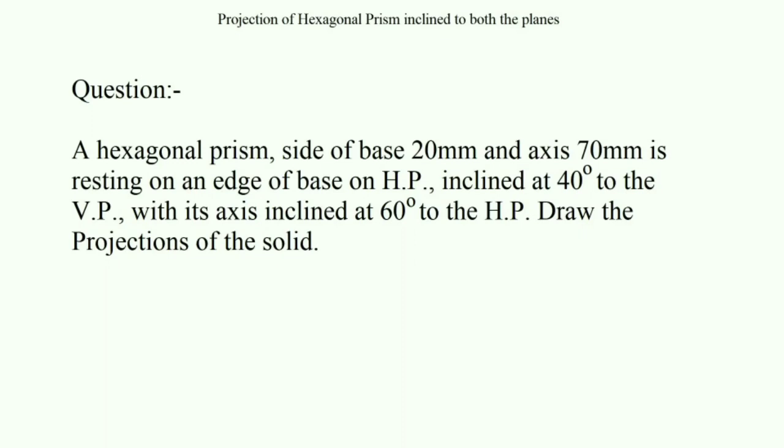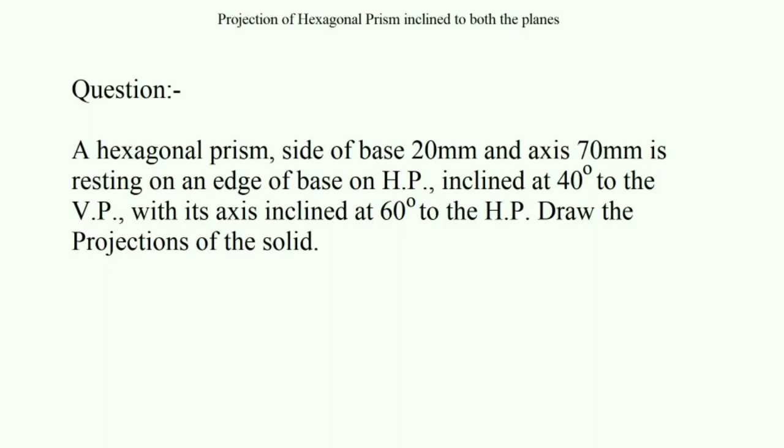Hey everyone, in this video we will see how to draw the projections of a solid which is inclined to both the horizontal plane and vertical plane. Let's see the problem. A hexagonal prism, side of base 20 mm and axis 70 mm, is resting on an edge of base on horizontal plane inclined at 40 degree to the vertical plane with its axis inclined at 60 degree to the horizontal plane. Draw the projections of the solid.